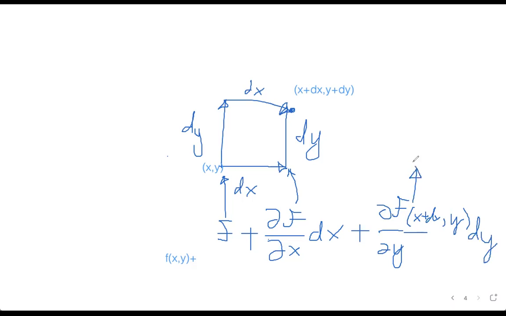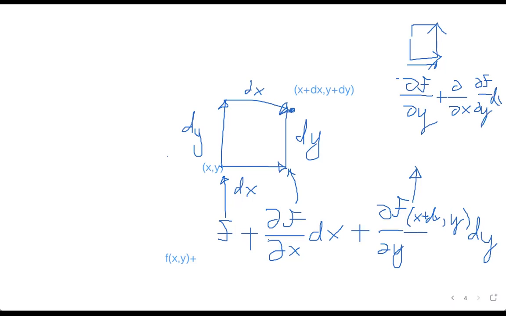And what does that come out to be? What's this derivative? Well, if we think about the derivative function as we move along this square, then the derivative function here is going to be the standard derivative: partial f partial x plus partial x partial f partial y times dx, right? Because we can assume the derivative is approximately linear.